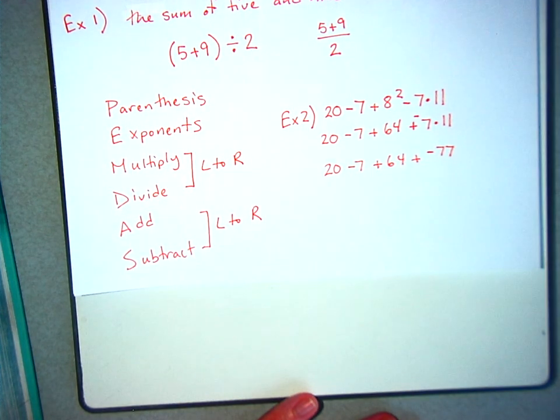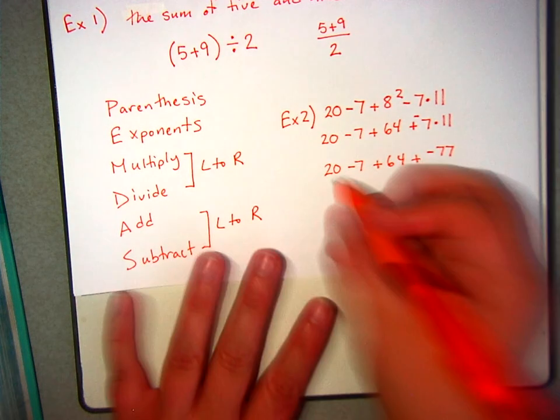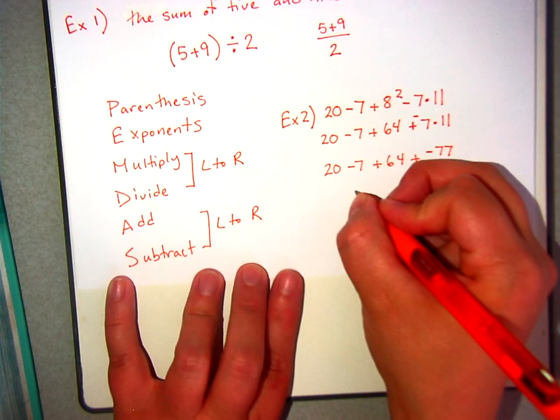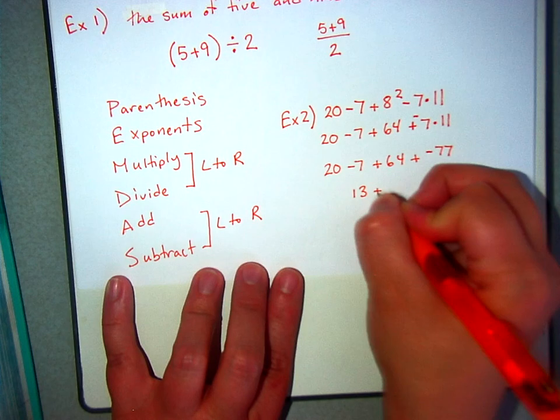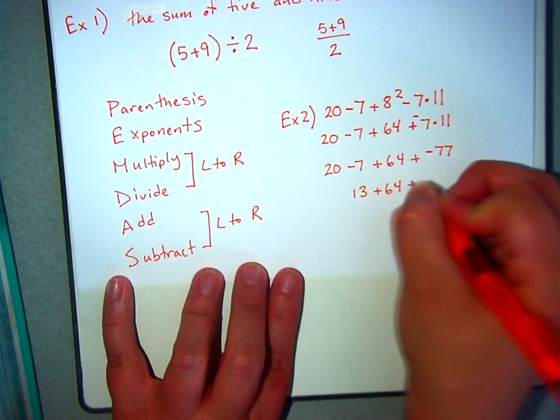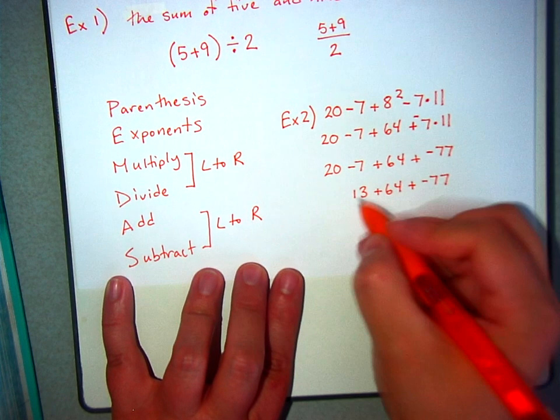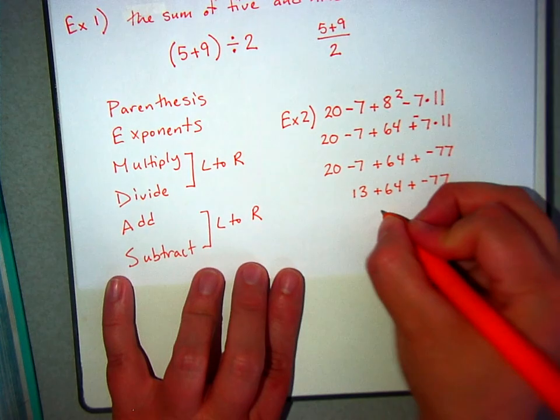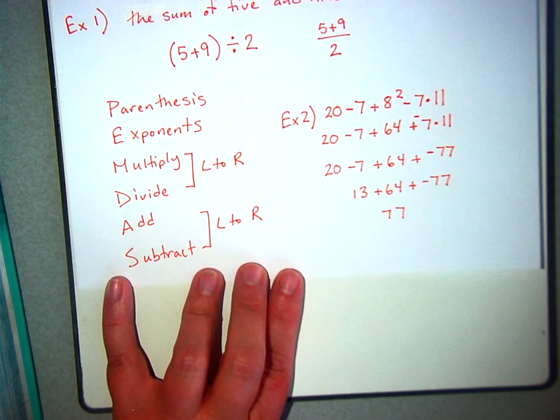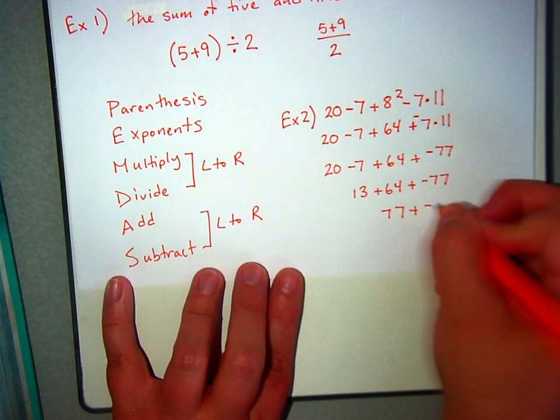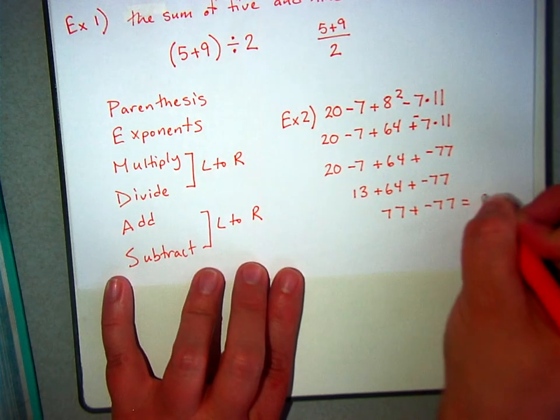And now we're going to go left to right, add and subtract. So 20 minus 7 is 13. 13 plus 64 is 77. Then 77 plus negative 77, so the final answer to this will be 0.